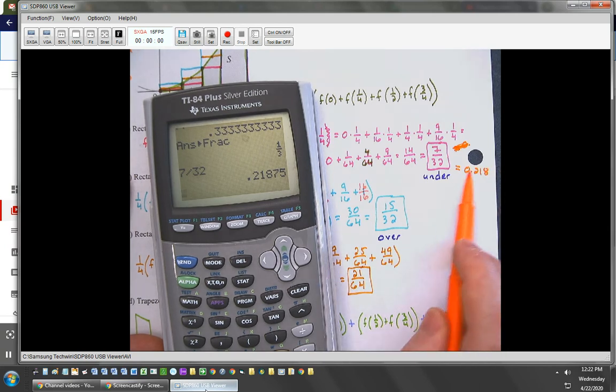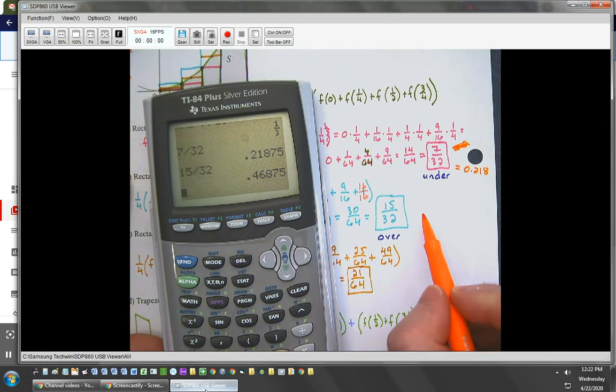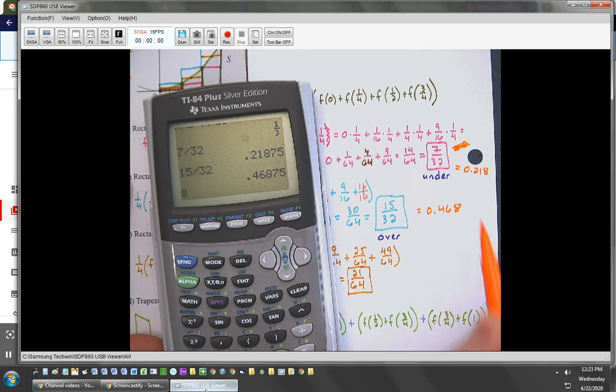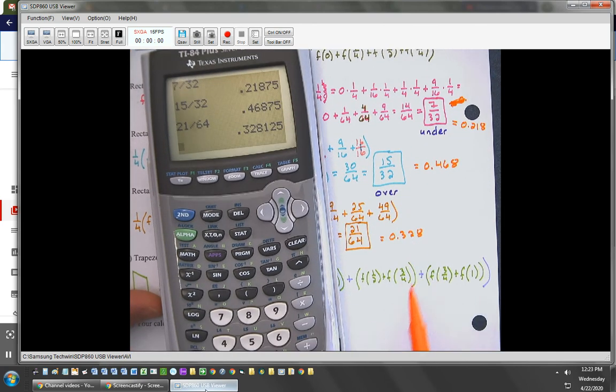0.218. Like we said, that's an underestimate. 15/32. That's equal to 0.468. Like we said, that's an overestimate. 21/64. Well, this one ended up being a little bit of an underestimate. Look at how much nicer that value is, how much closer it is to the actual number. And then whatever that was.